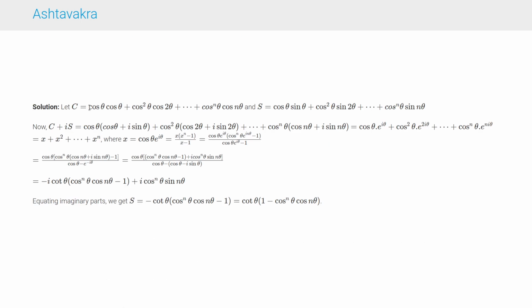So we let C be equal to cos theta into cos theta plus cos square theta cos 2 theta up to cos to the power n theta cos n theta, and S is equal to cos theta into sin theta plus cos square theta sin 2 theta plus up to cos to the power n theta sin n theta. Now C plus iS will become cos theta into cos theta plus i sin theta plus cos square theta into cos 2 theta plus i sin 2 theta up to cos to the power n theta into cos n theta plus i sin n theta.